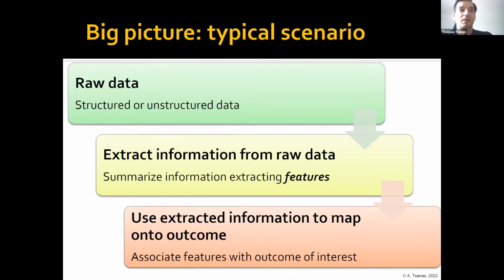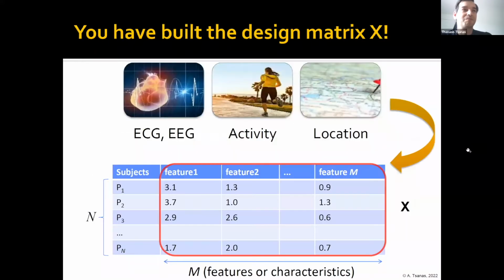And then we use the extracted features to map onto the outcome of interest. And that can be very varied. It really depends on the application. So very broadly, I've presented this slide before, but I really like it. The concept is you start with different raw data, which can be time series. In my case, most of my work is with time series. This can be physiological signals, could be activity, location, and so on. You apply, as you see in this arrow, different signal processing algorithms, and you put the data in that convenient format, this design matrix X that comprises N samples and M features.